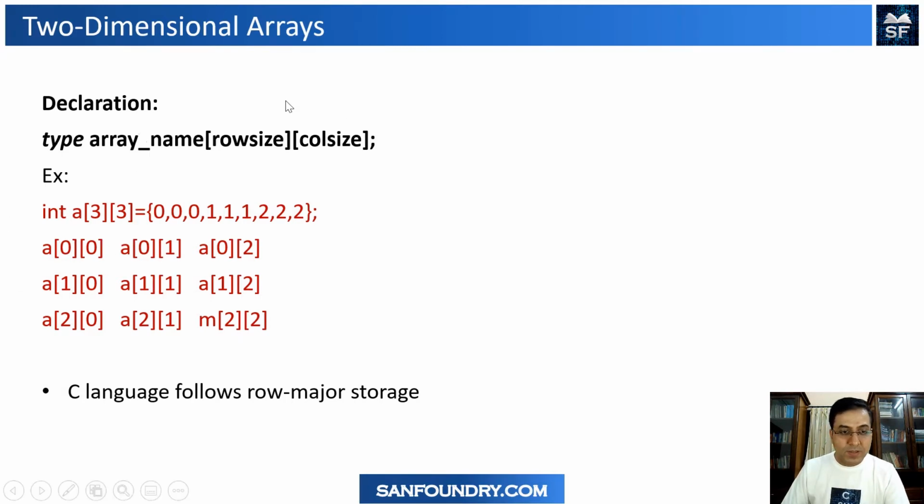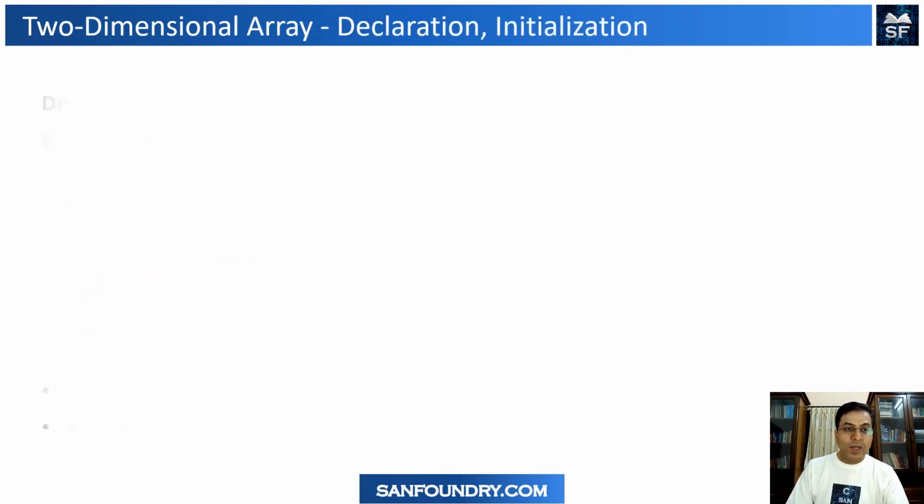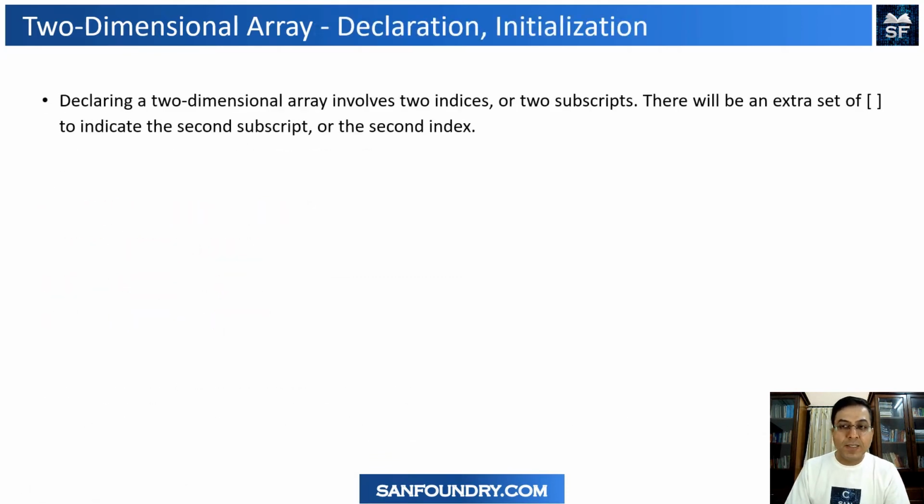So remember, this is a very, very important point for programmers to understand how things work behind the scenes in terms of array programming. So in a multi-dimensional array, elements are stored sequentially or row-wise in the memory. Clear? All right. So how do we declare things? We already know that in a two-dimensional array, 2 indices or 2 subscripts are required. You'll have extra square brackets for the second index.